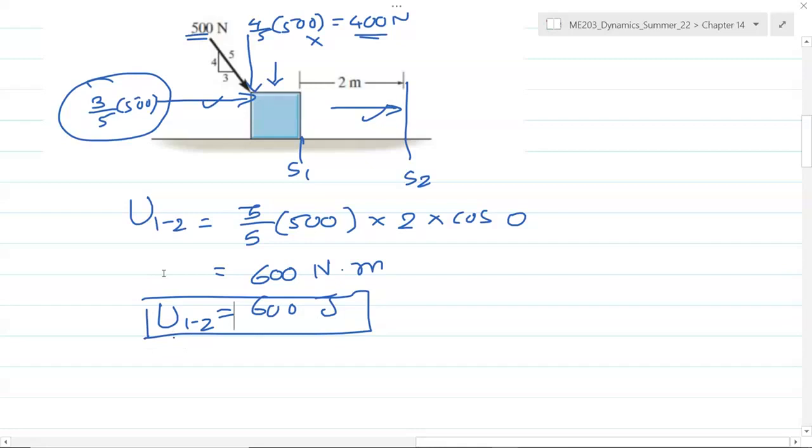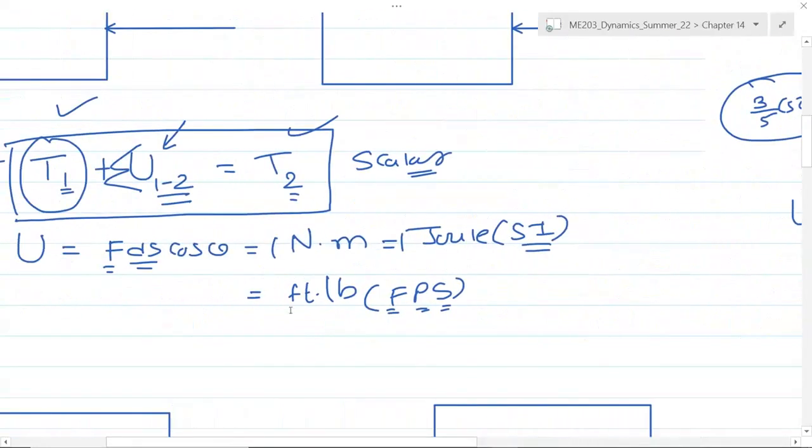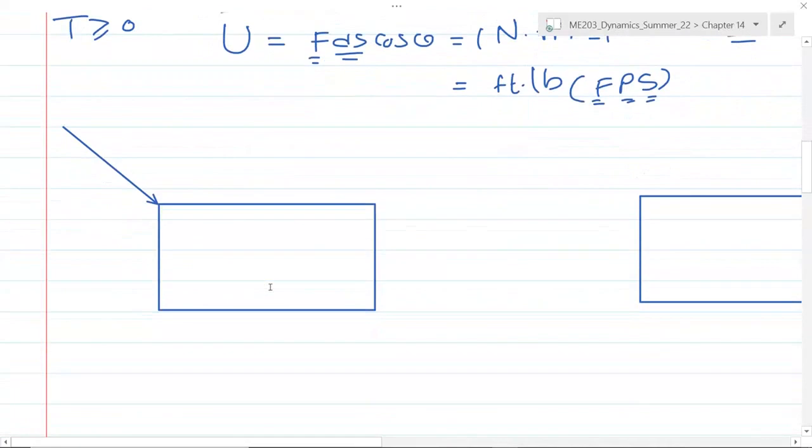Now this is a very straightforward problem, especially when the force is constant. But there are cases where force is given as a function of displacement. If that is the case, then work done can be calculated using the integration equation going from S1 to S2, F cosine theta multiplied by ds. So we will use this formula to calculate the work done in the next example, where force is given as a function of displacement. So let's work on this example.